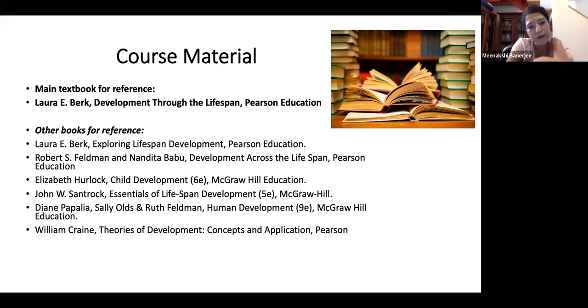Just to give you a broad understanding of the course material, the main textbook that we use is Laura E. Berk's Development Through the Lifespan. You will get all the textbooks in the library, hard copy and soft copy, but I would suggest that you request the person, whoever your course instructor is, to hand out a soft copy of at least the main textbook at the beginning of the semester. Okay? All of you make sure that you have the course book with you, at least the main one, so that as you go along the lectures, you can also read side by side.